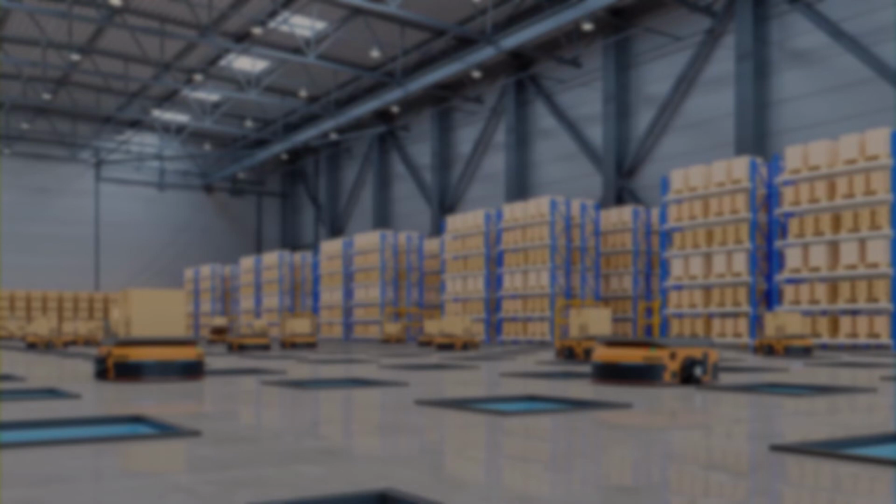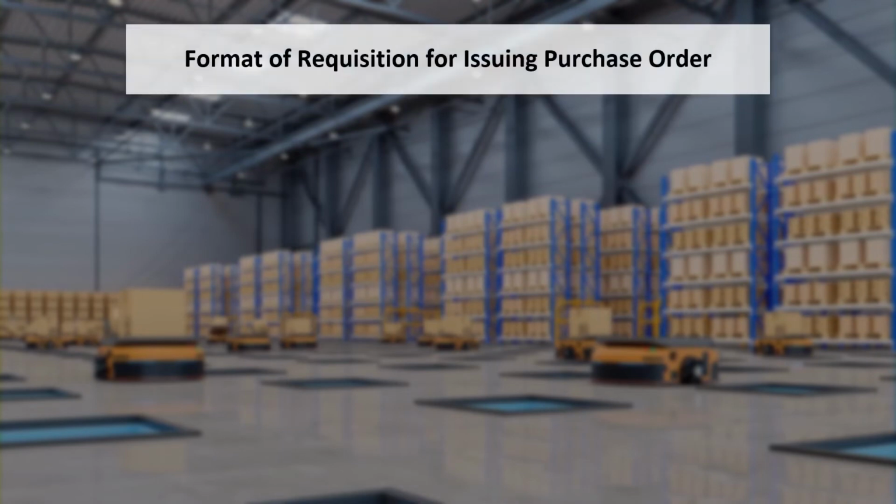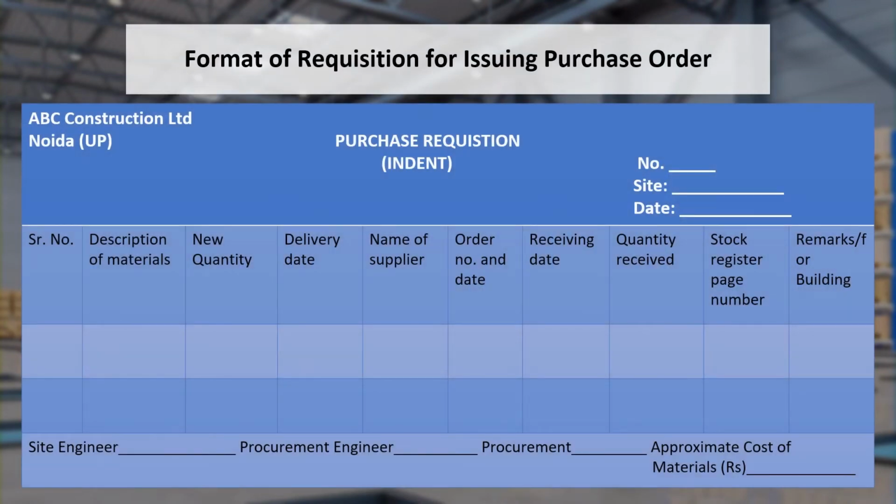If you look at the format of the requisition for issuing a purchase order, on the top left side is the company which is placing a requisition to the supplier. The purchasing department will have the format to make sure that the items which have been entered are as per the standards laid down by the organization.